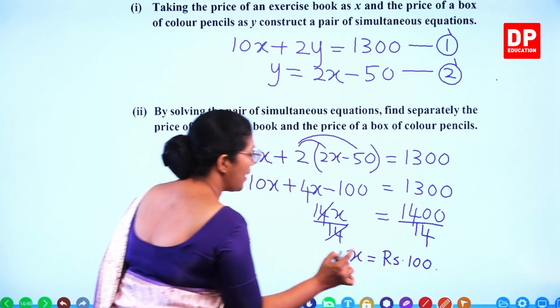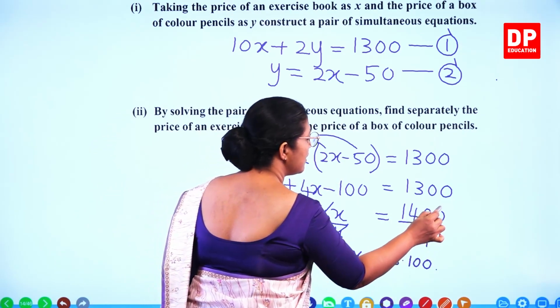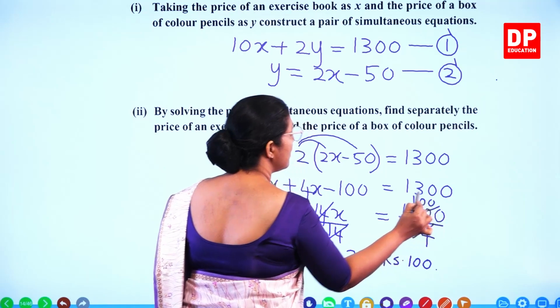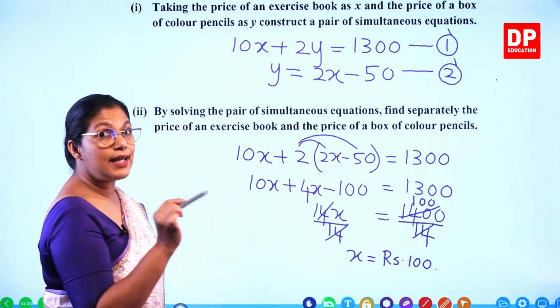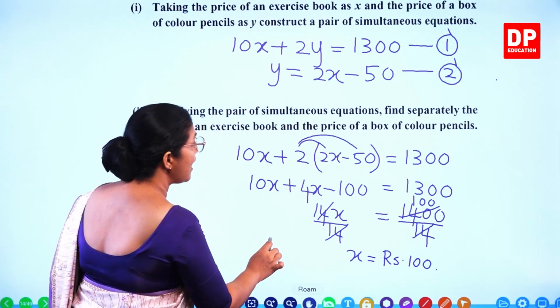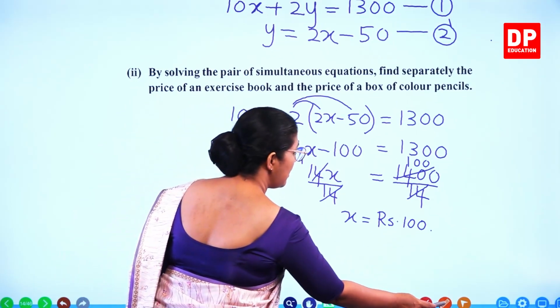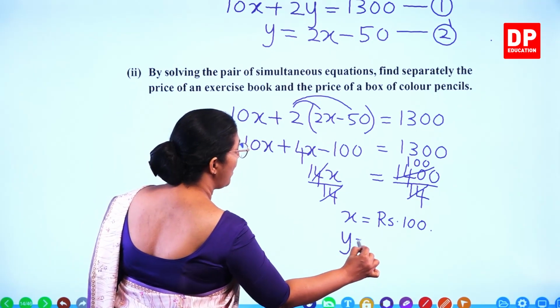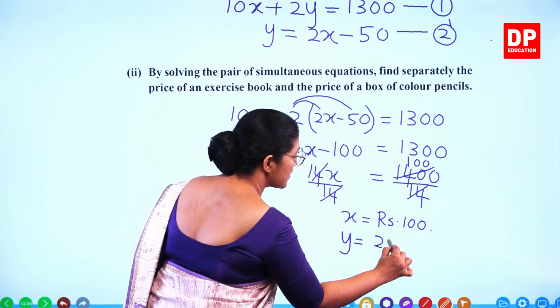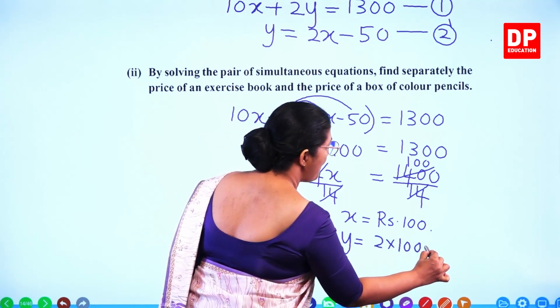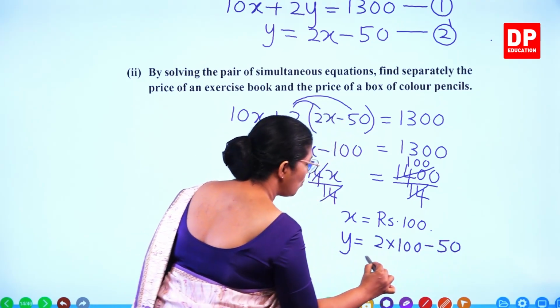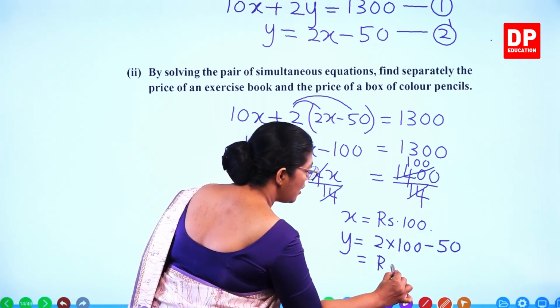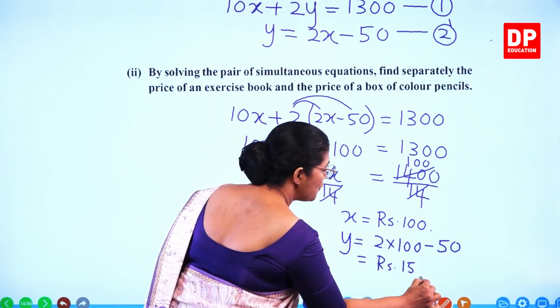Then what about y? We can find y using the second equation. Substitute the x value in the second equation and find the y value. y becomes 2 times x, 2 times 100 minus 50. 200 minus 50, you get 150 rupees.